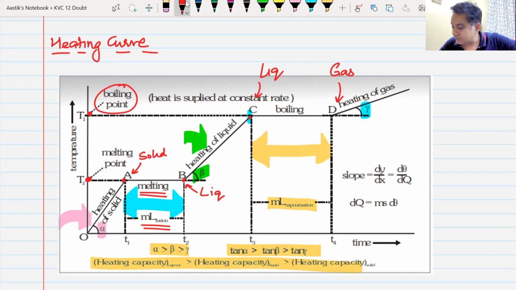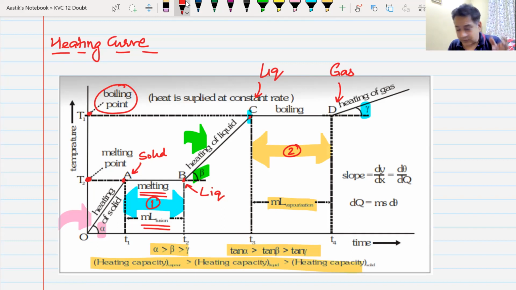Why is region number 2 more than region number 1? Tell me. That is the point that you have to note, because the question will come on this point only. The length I'm talking about. Why does it take more time to boil the same liquid than to melt the same solid?